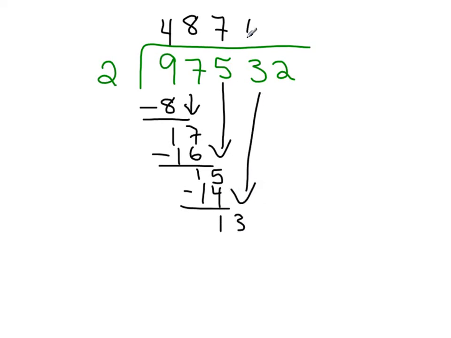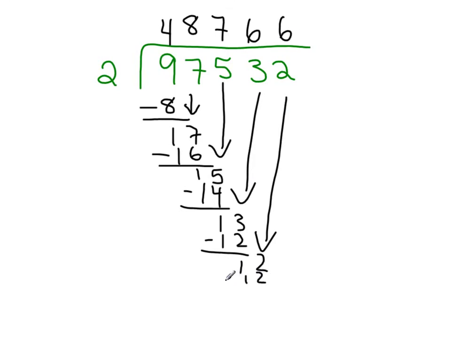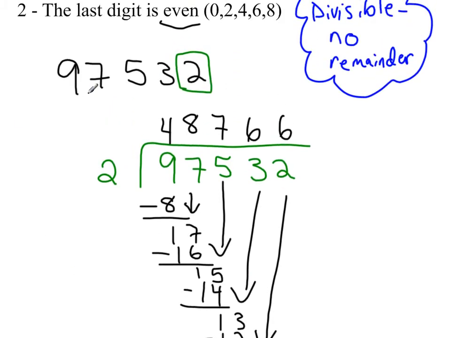2 times 6 is the closest we'll get. We'll have 12. Subtract 1, bring down the 2. And now we have 2 times 6 is exactly 12, and there is no remainder. So 97,532 is divisible by 2 because the last digit was even. So that's the rule for divisible by 2.